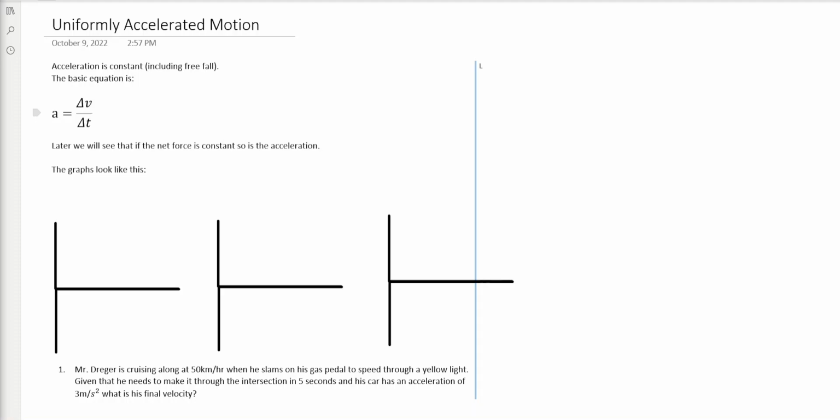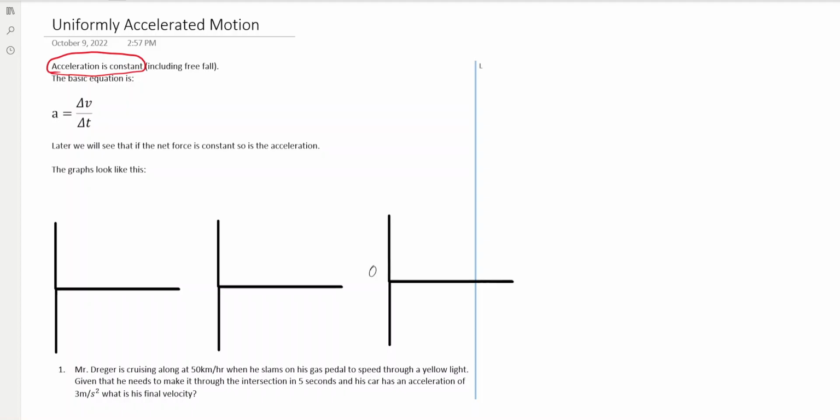Hello and welcome to my video about uniformly accelerated motion. Normally we just say accelerated motion, but it is important to notice that it is uniformly accelerated motion, meaning that acceleration is constant. So in the last video we talked about velocity being constant, and we started from that perspective, and now we're switching to acceleration being constant.